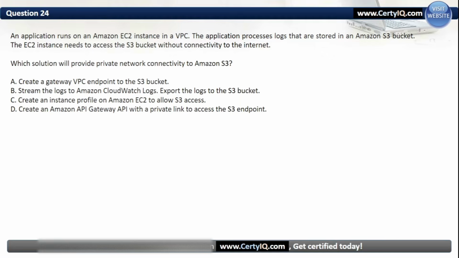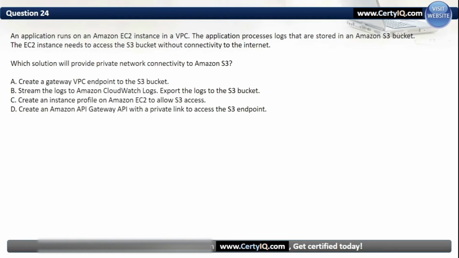Our options are: A. Create a gateway VPC endpoint to the S3 bucket. B. Stream the logs to Amazon CloudWatch Logs. Export the logs to the S3 bucket. C. Create an instance profile on Amazon EC2 to allow S3 access. Or D. Create an Amazon API Gateway API with a private link to access the S3 endpoint.